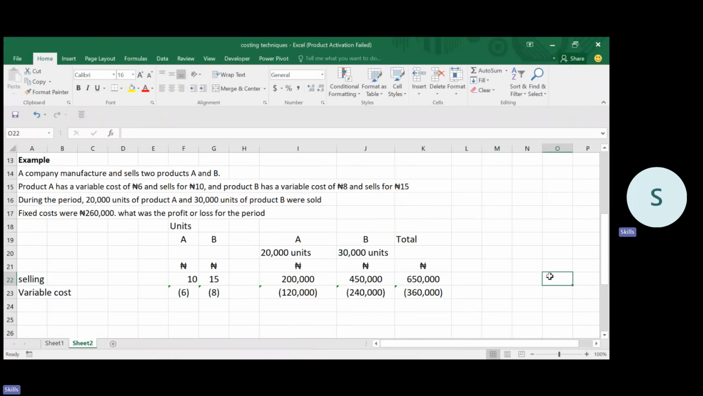The next thing now will be to determine the contribution. So the contribution per unit is the 10 naira minus the 6 naira, which is 4 naira. This will be the contribution per unit for product A. The contribution per unit for product B is 15 naira minus 8 naira, which is 7 naira.